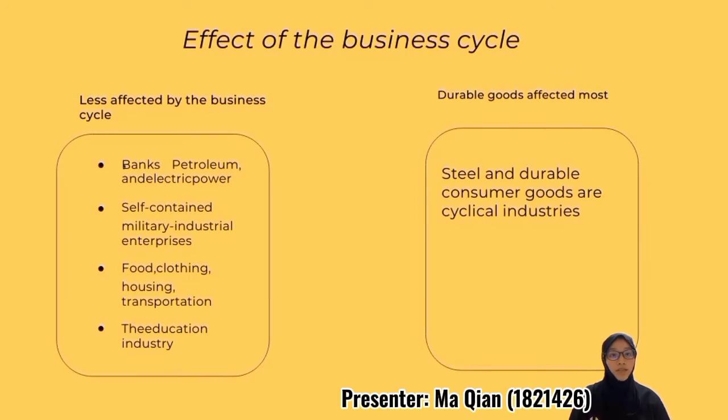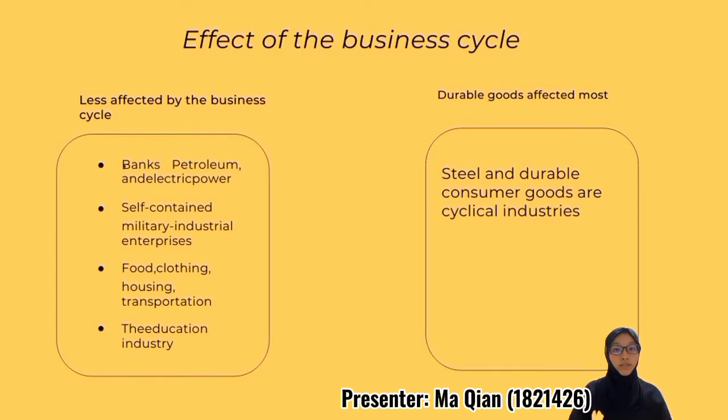Which types of companies are less affected by the business cycle? State-owned enterprises such as banks, petroleum, and electric power in a monetary position. Self-contained military industry enterprises, such as national defense rockets, are almost the opposite of economy. The worse the economy, the more development. Food, clothing, housing, transportation, and so on are the most basic consumer product companies that are closely related to people's lives, especially food. The last one is the education industry, especially those related to basic education.